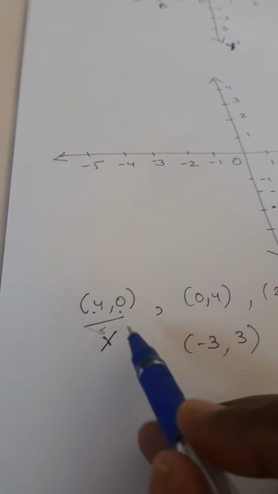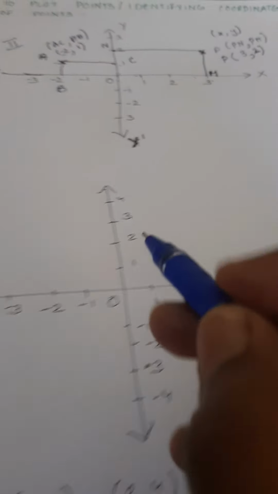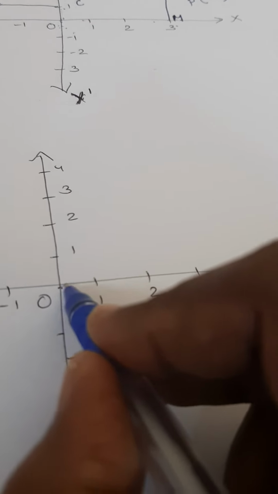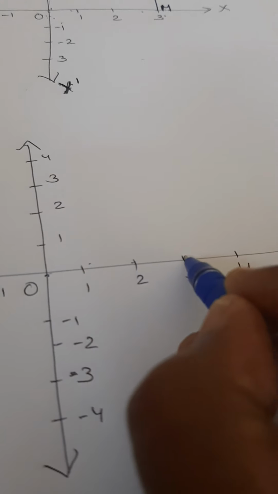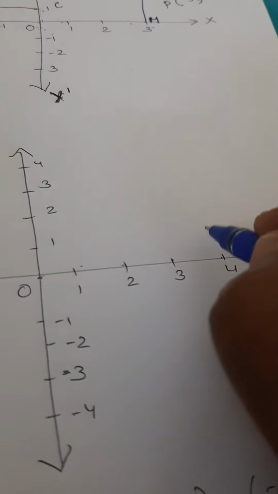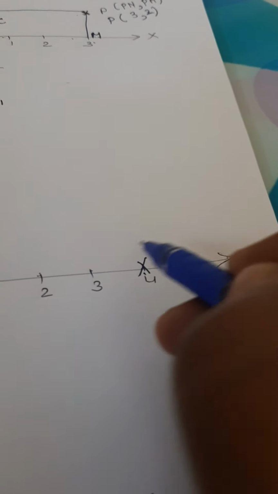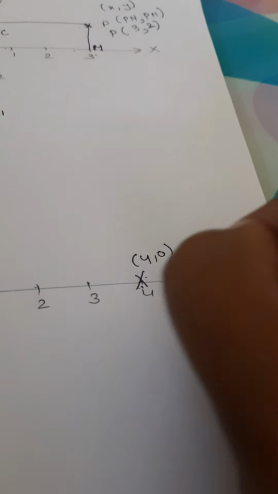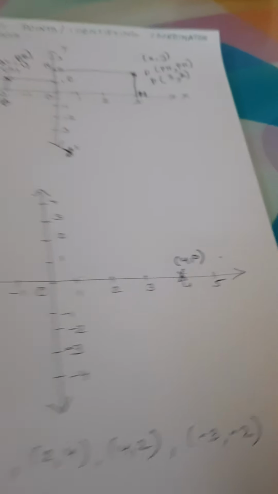The x coordinate is 4, so from the reference point, the origin, you move 4 units: 1, 2, 3, 4. So this will be the point. And as the y coordinate is 0, you need not move in any other direction, the point lies here. So this is the coordinate (4, 0), right?